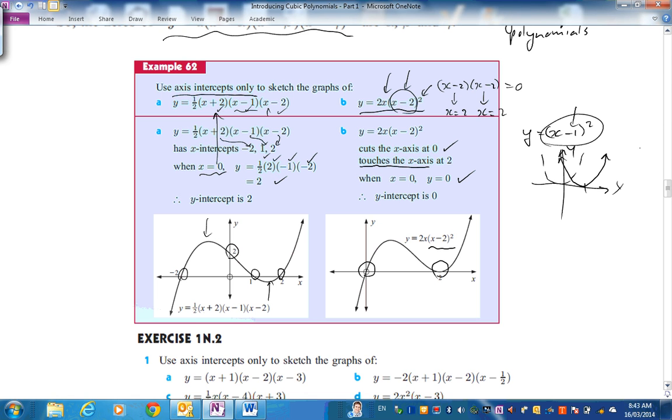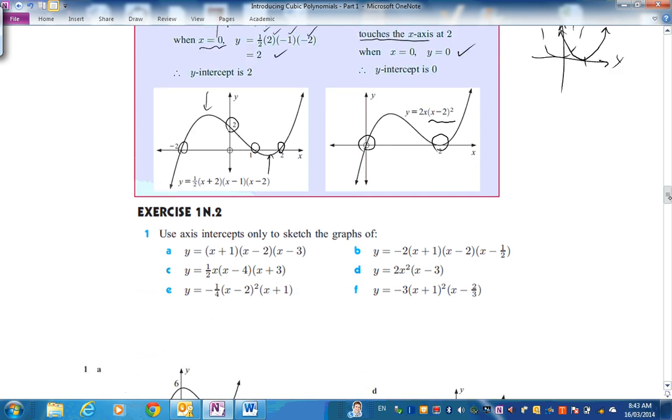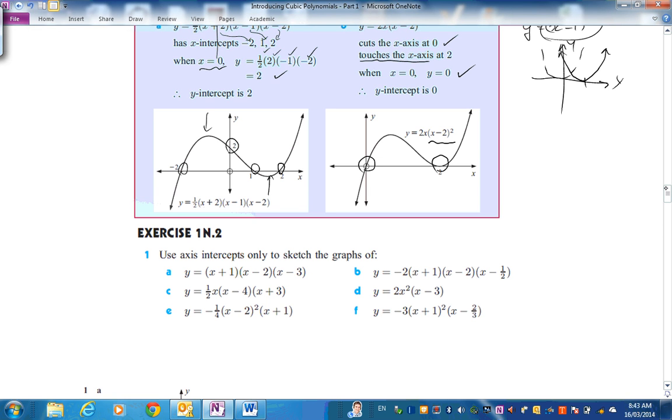Are you ready to have a go now? Let's go down. I'll ask you to have a go at these. I think you probably should do all of those to get the hang of it. Building up some knowledge now. Try to remember the ideas as they come along. Maybe make some notes about these axes intercepts. Okay, pause the presentation, have a go.